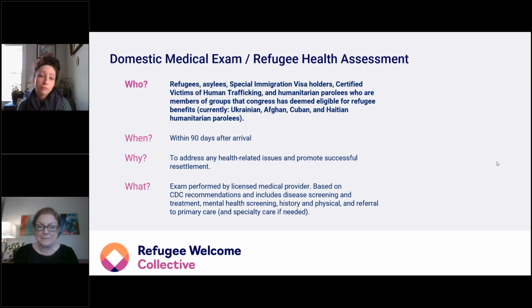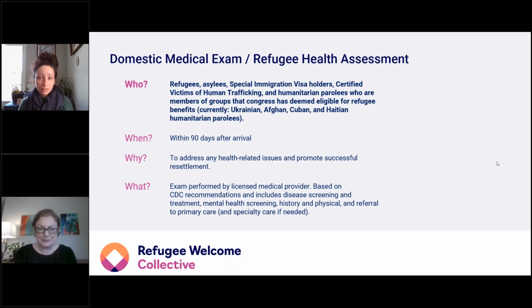It's really meant to be that first touch point with the healthcare system and help look for initial things that may present a barrier to successful resettlement and help get them hooked up in the primary care system. So it's all the folks we just talked about in that humanitarian little bubble on that chart we saw: refugees, asylees, those SIV holders, certified victims of human trafficking, and then some of the humanitarian parolees, which can get a little complicated and is nothing we really need to get into here.